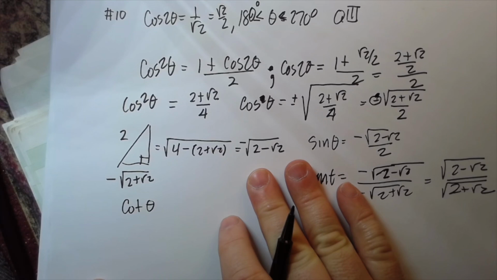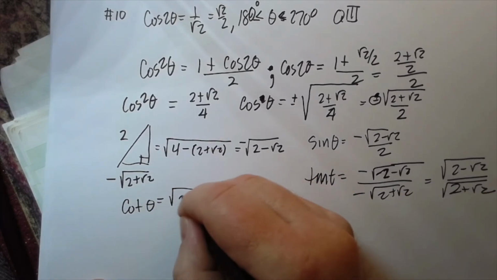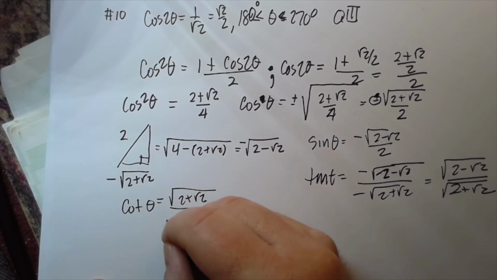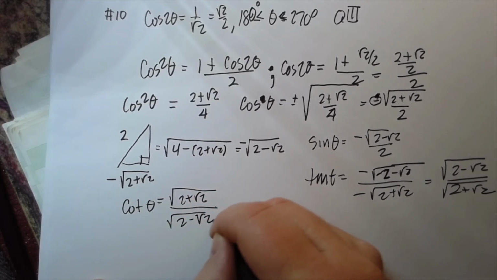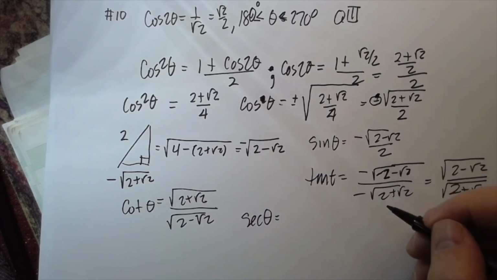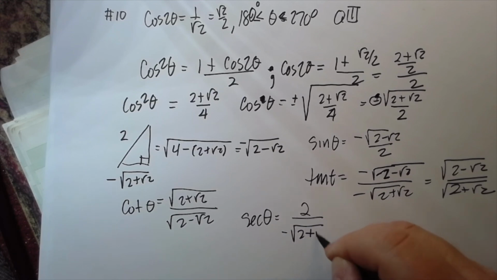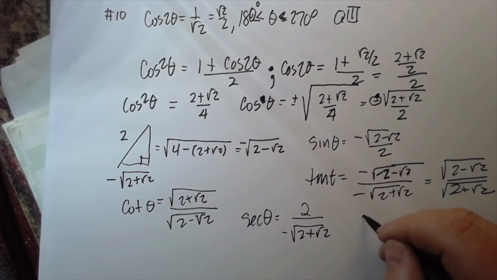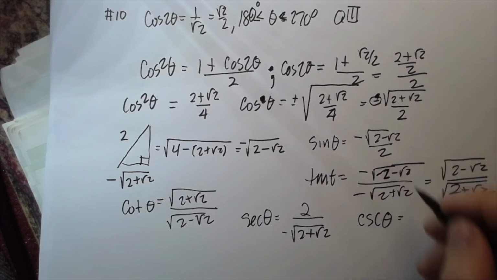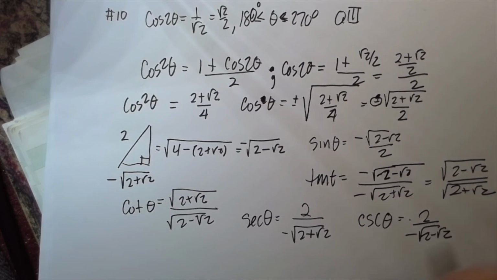Cotangent of theta then would just be the reciprocal of that. And then, of course, the secant of theta is the reciprocal of the cosine, so this would be 2 over negative 2 plus square root of 2. And, of course, the cosecant would just be the reciprocal of the sine, so that's 2 over negative 2 minus square root of 2. And we have all of our 6 trig functions.